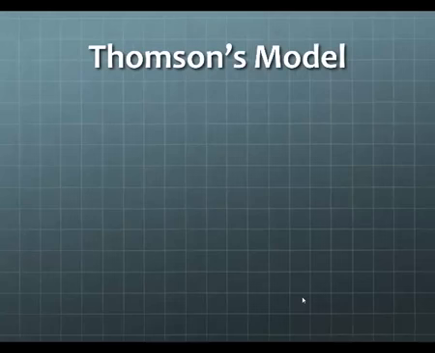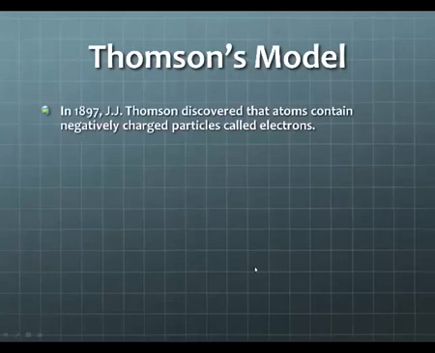Thomson's model. In 1897, J.J. Thomson discovered that atoms contain negatively charged particles called electrons. So he made that discovery. There are negative charges floating around inside of an atom, and he called those negatively charged particles electrons. Here's a picture of Thomson.